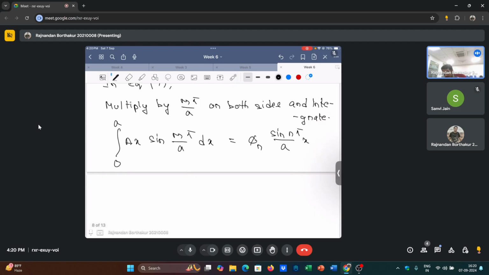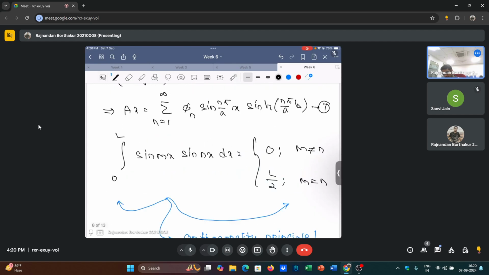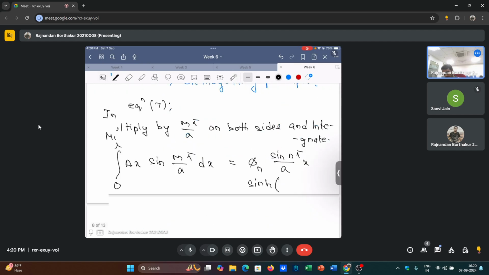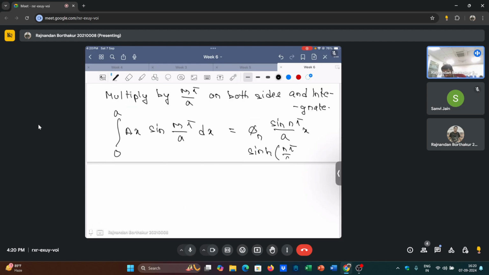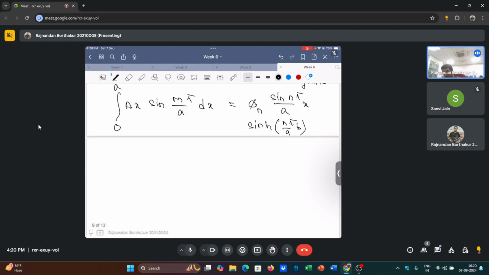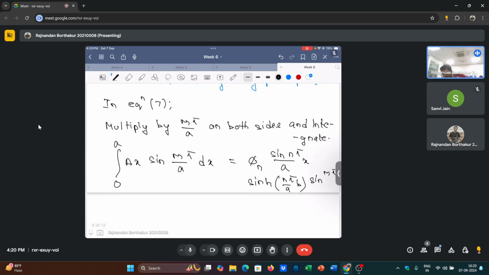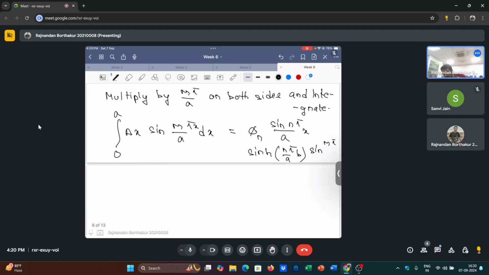Okay, and this becomes sine hyperbolic n pi b by a. And remember, we are multiplying this with sine m pi x by a, and also we are integrating this with respect to dx.